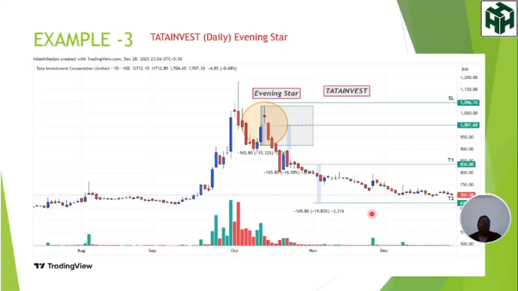Now coming down to evening star pattern, where the evening star is getting generated with the significant up movement, and there is an exertion in the market. What we see over here in example of Tata investment stock, where the first candle is green, second candle is red, third candle is red again. So the second candle can be doji or kind of spinning top, we can consider over here for the practicality.